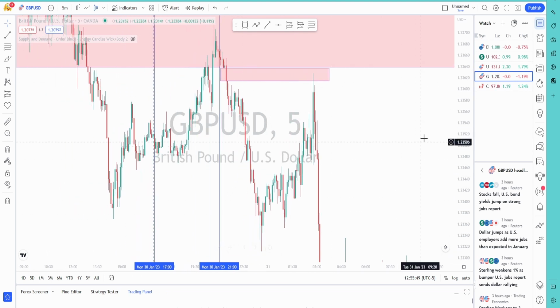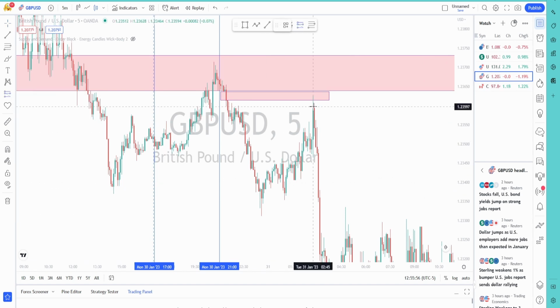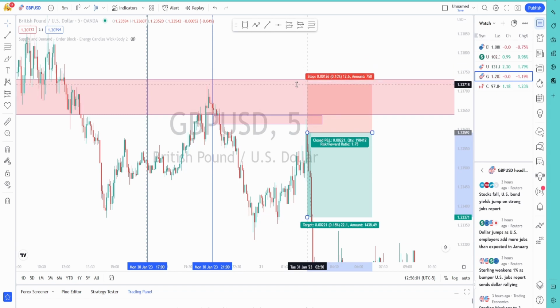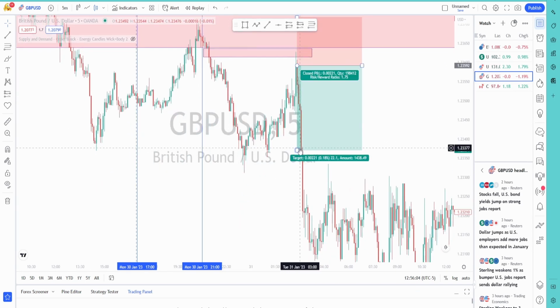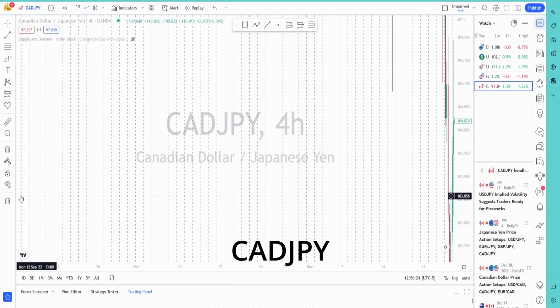And at that point, you have to decide where you want your entry to be. If you wait for the candle to close, and then you put your stop loss just above, and your take profit right at the low. You could see this was a risk to reward, 1.85, played out really quickly. We'll take a look at this last one here.